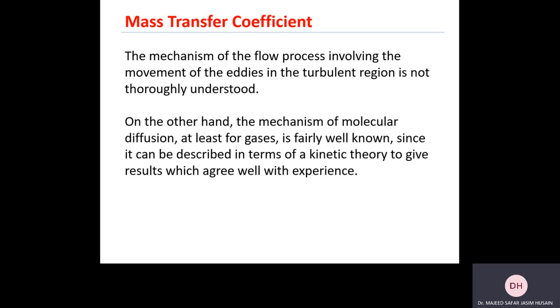When we explained the mechanism of molecular diffusion, we spoke about gases and liquids. Then we said that for gases, we can predict well the diffusion coefficient, etc., easily because we are using the ideal cases, the kinetic theory, and we took the assumptions. So that has been covered. Now, what we are saying is that that mechanism is well understood, but the mechanism for the turbulent is not thoroughly understood. So what to do?